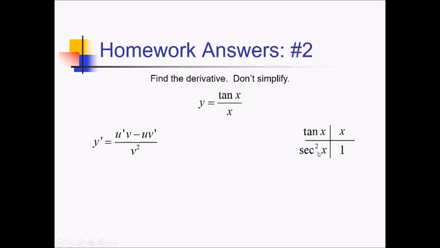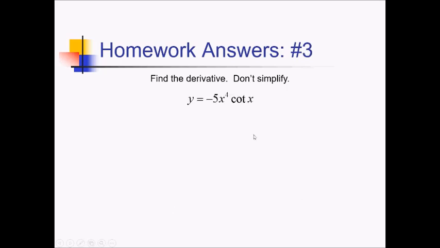x. Multiplying that out now, we have secant squared of x times x, so we're using the ribbon here. And now we're going to go the other way, so minus tan of x times 1, which is just tan of x. All of that over x squared. And they said we didn't have to simplify, so we're just going to leave this the way it is.